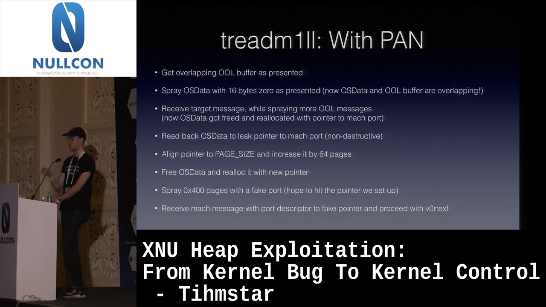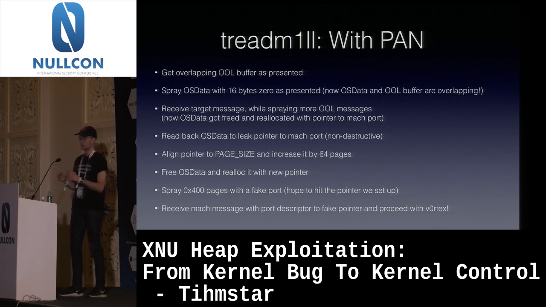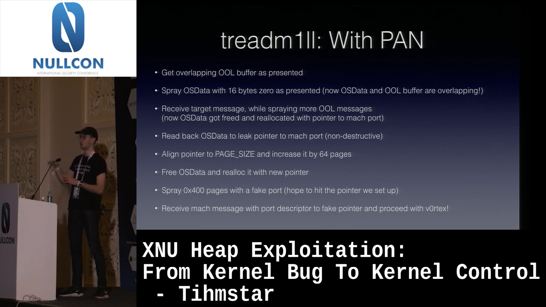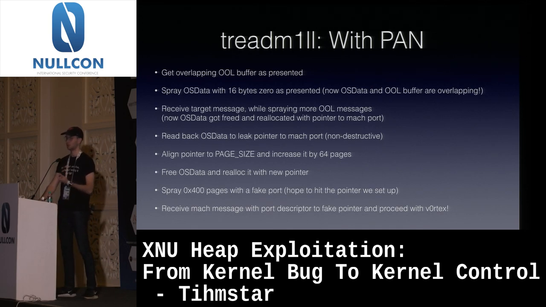If you want to go with PAN, you would spray first and get the setup. But then instead of spraying user space pointers, you would continue and receive the other message. So the buffer gets freed again, and you would reallocate again with the real Mach ports. Now you have a real pointer, and then you can use your OOL data primitive to read back the pointer. Then you can leak the pointer, increase it by, I don't know, some page size, and increase it by 64 pages, and then you have a rough idea where in the heap some allocations will be happening. You try to spray there and put the fake pointer there. I don't want to go too much into detail with that, but maybe for rereading the slides.